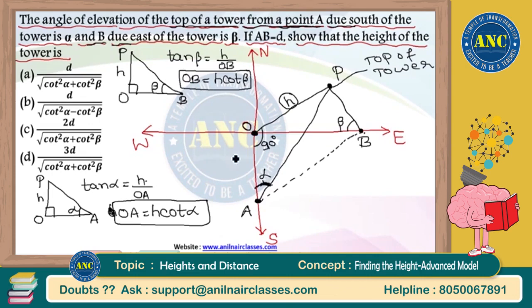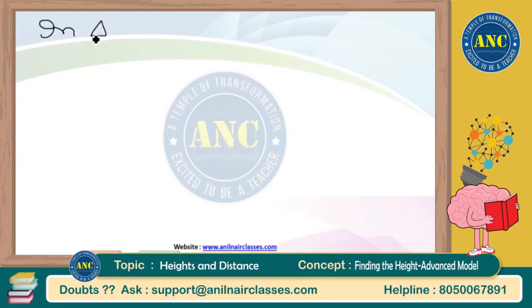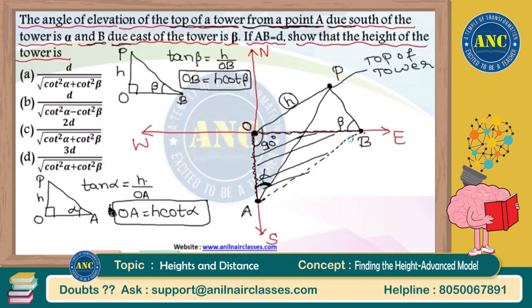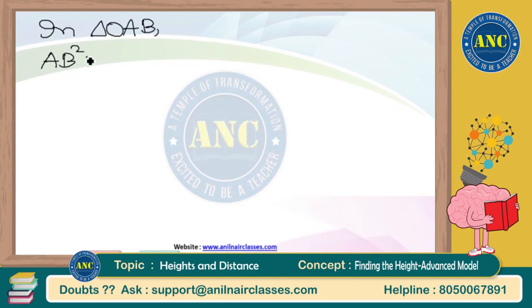Now, if you again see here, this line OA and this line OB are perpendicular to each other. Angle between them is 90 degrees. And if the angle between them is 90 degrees, this AB will act as the hypotenuse of the triangle. That means in this entire triangle OAB, I can apply Pythagoras theorem. I hope you are understanding. AB is nothing but the hypotenuse. AB square is nothing but OA square plus OB square.